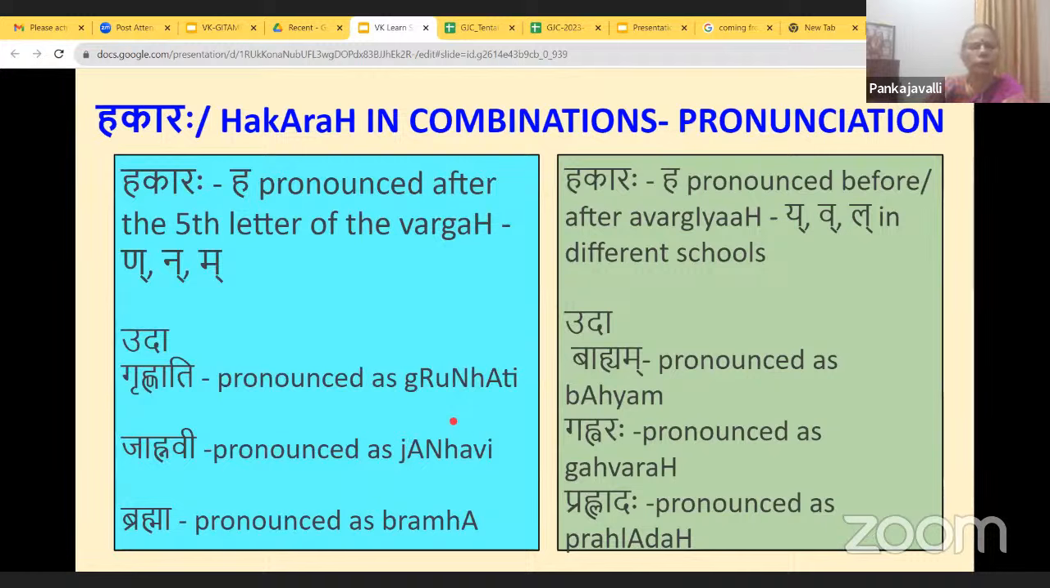So, coming to hakaraha. The ha is coming after na or ma. For example, grnhati is written with ha and na, but we are reading it as grhnati. Janhavi is written with ha first and then na, but we read it as jahnavi. Brahma is written one way but read another. Some schools say Brahma or Brahma. Both are accepted, but in our Vasudhaiva Kutumbakam, we are taught as Brahma. So let us follow that.